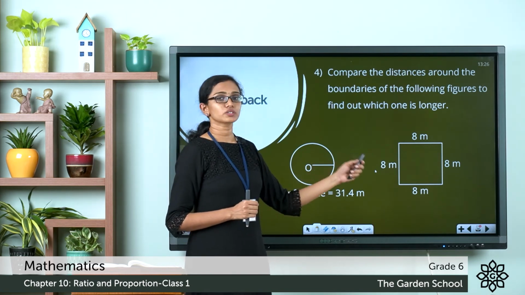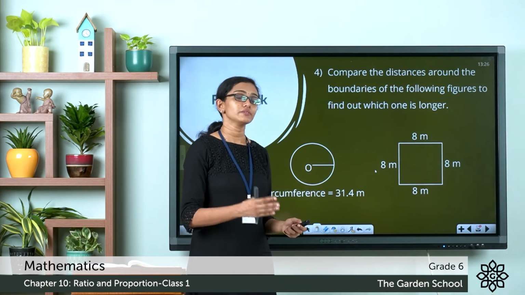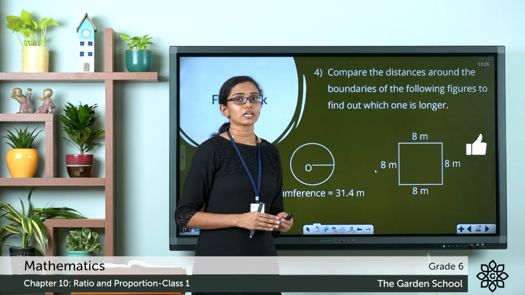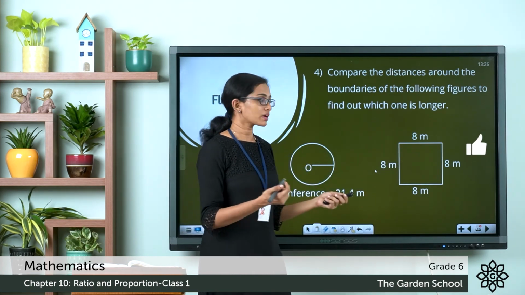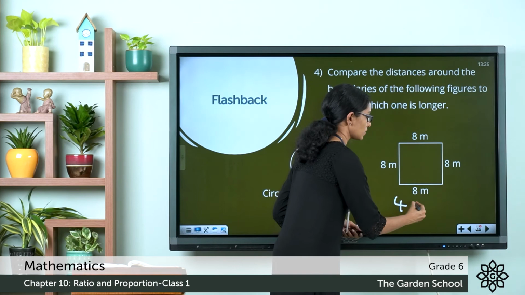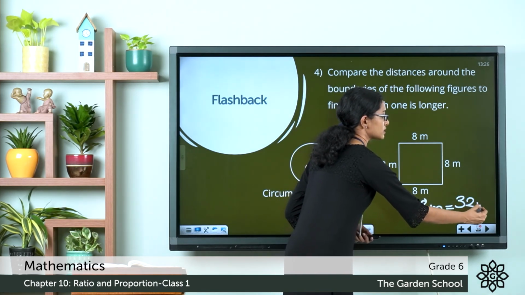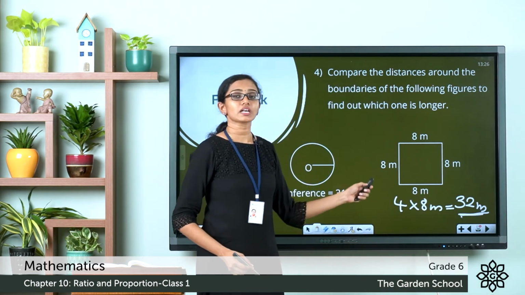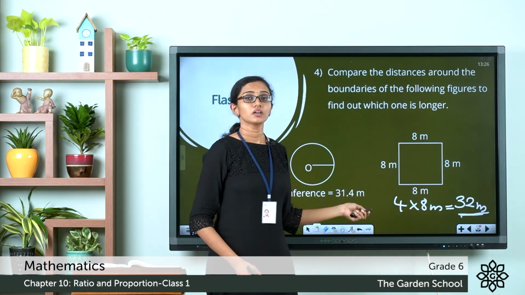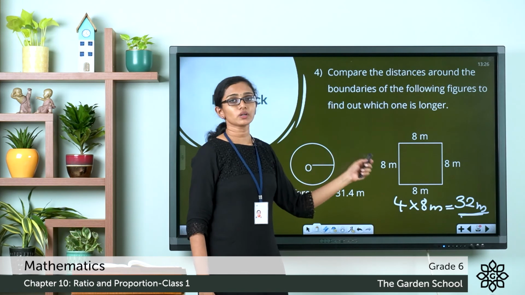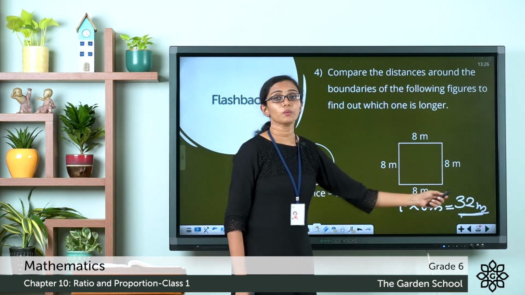Now in the case of a square, what is the perimeter? It will be 4 times the side, that is 4 into 8. Now what is 4 into 8? 4 into 8 meter is equal to 32 meter. So what is the distance around the boundary in the case of this square? Or what is the perimeter of this square? It is equal to 32 meter.